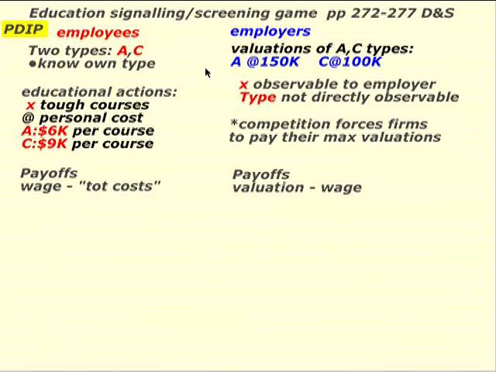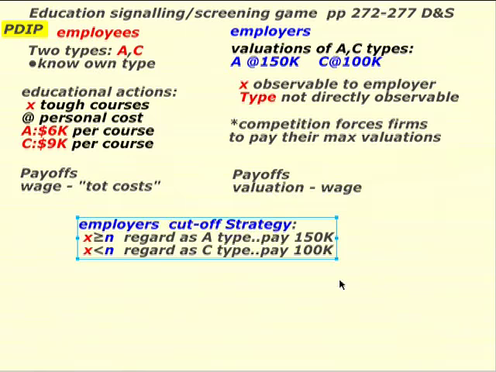This is their scheme. It's called a screening game or an educational screening game. They're going to set up a number of courses that are observable to the employer. They know that these are tough courses, and on the basis of these tough courses, they're going to decide to pay a wage. The employers are going to pay a high wage if you've got a large number of courses, at or above the cutoff number of courses. If you've got a small number of courses, then you're going to get paid a low wage of $100K.